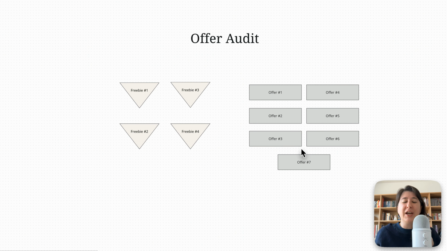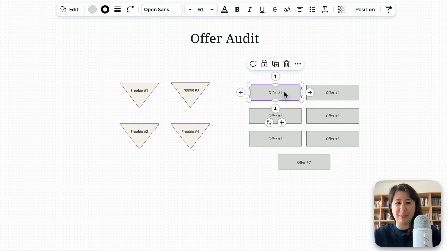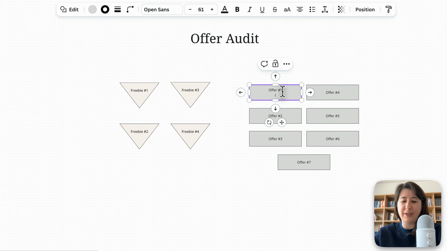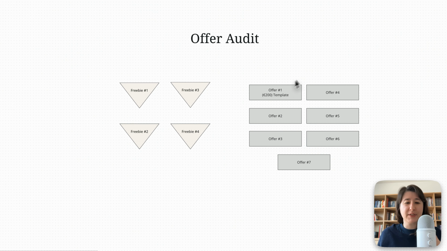And at this stage, I might even just keep them as the offer names, although I can find it helpful sometimes to also include in brackets underneath the price point, and maybe even a quick description of what it is. So just having something really high level, really simple. First up, we dump everything out.